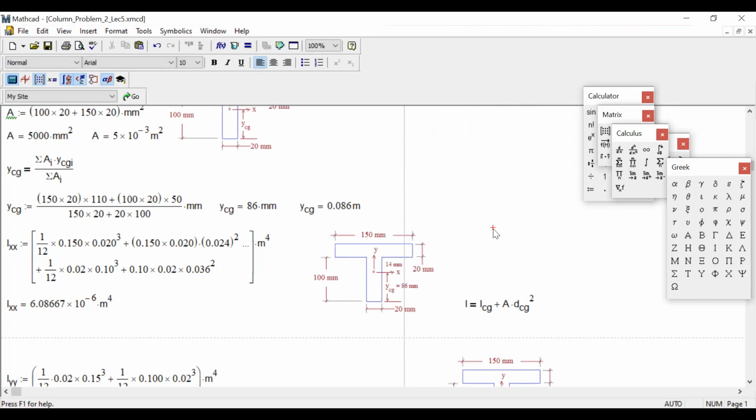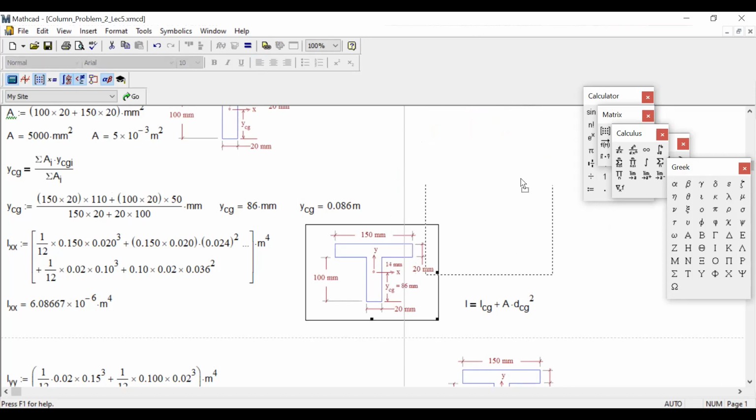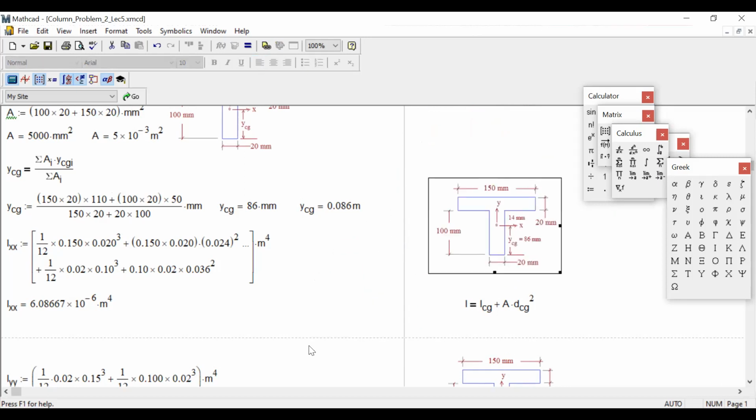So at first I like to figure out IXX. So what do you need to figure out IXX? I need to figure out IXX with respect to CG. This is the CG. That means with respect to this line, IXX. So what we'll do? We'll take two areas, top and bottom. So at first take the top one.